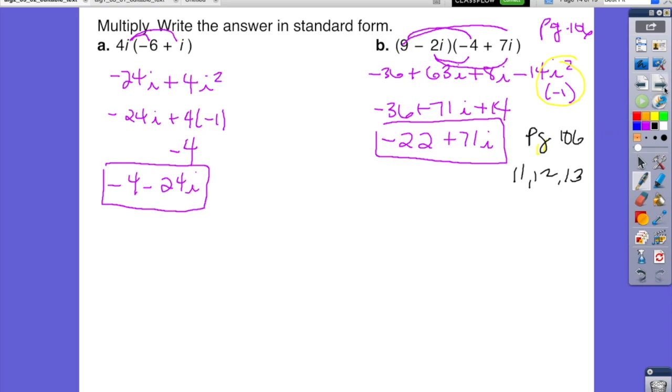We'll get lots of practice. We're going to spend 2 days on this topic because you just need lots of practice for it.